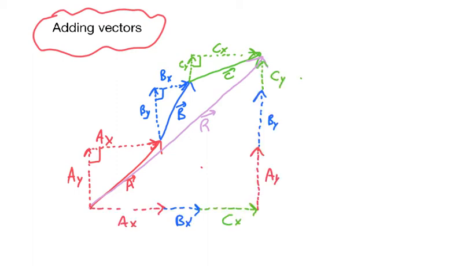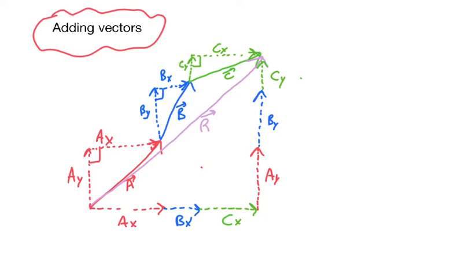What it gets me is how far overall in the x direction and overall in the y direction this overall vector has to go. In the x direction, I'll have to go ax plus bx plus cx. In the y direction, I'll have to go ay plus by plus cy. I'll have numbers for each of those.